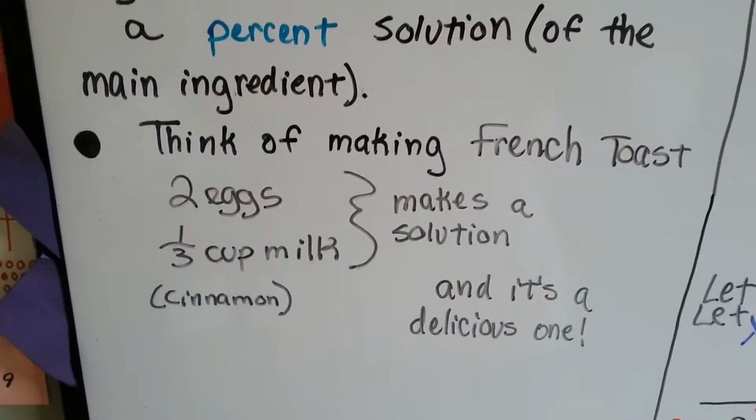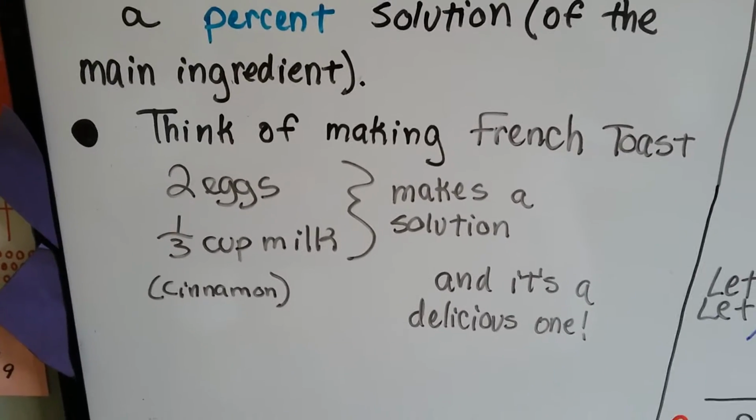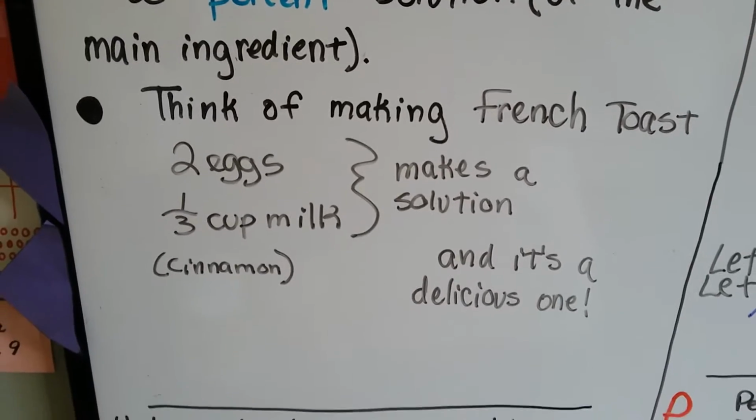So think of making French toast. You've got 2 eggs, a third cup of milk. Well, you mix those in a bowl and it makes a solution, and it's a delicious one. I'm going to add a little cinnamon to make it taste even better.